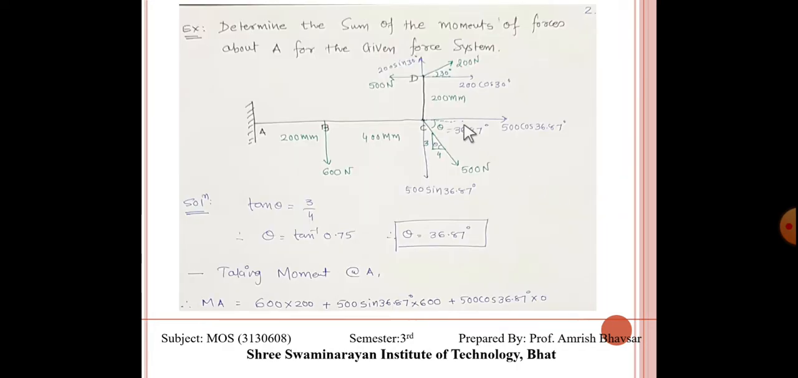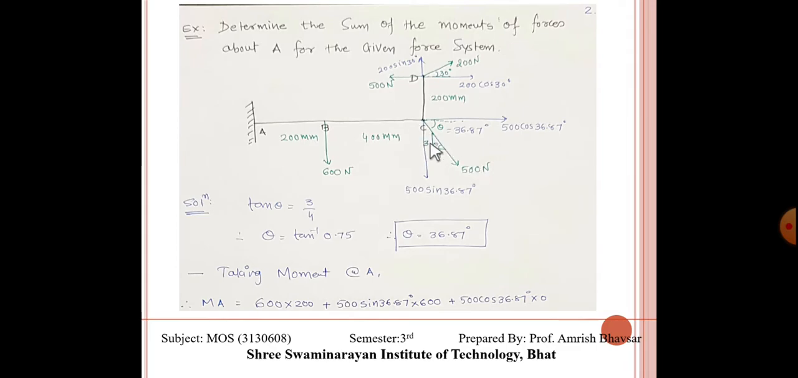Now another case: determine the sum of the moments of forces about A for the given force system. This is our force system, A, B, C and D, and forces are acting on this system. First, at B it is a downward 600 Newton force and the distance is 200 mm. B to C is 400 mm, and here the force is inclined at some slope.